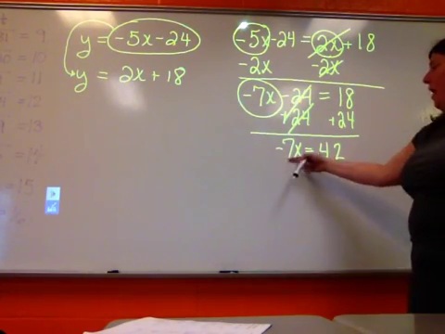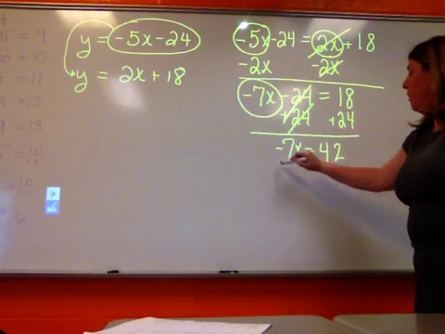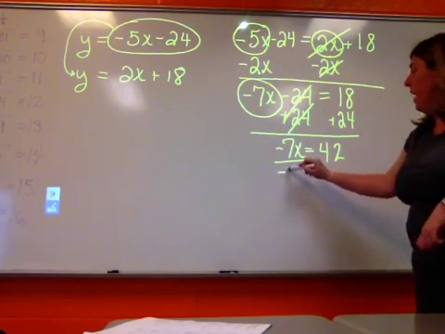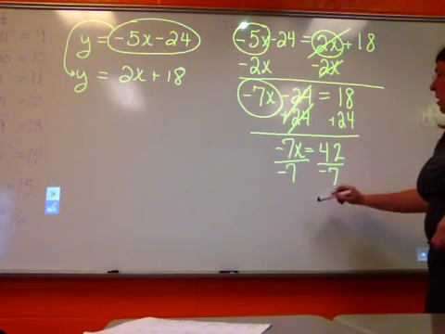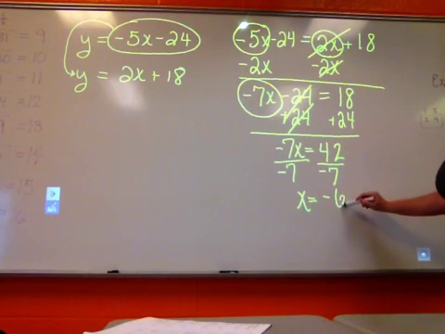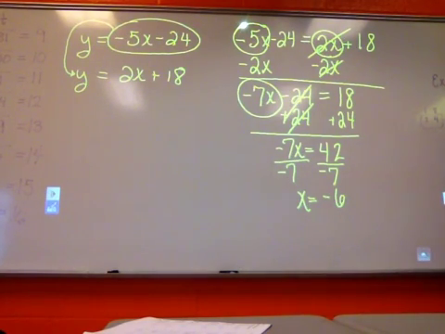Now I'm left with having to inverse my negative 7, so I'm going to divide. The inverse of multiplication is division. So I'm going to divide by negative 7, and x is equal to, a positive divided by a negative is a negative 6. So x is equal to negative 6.